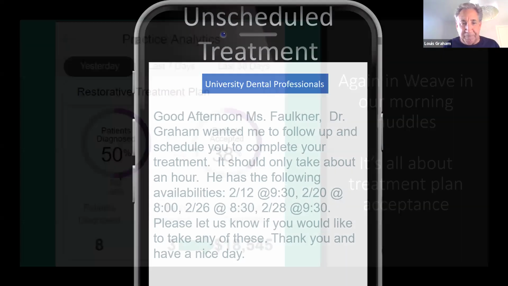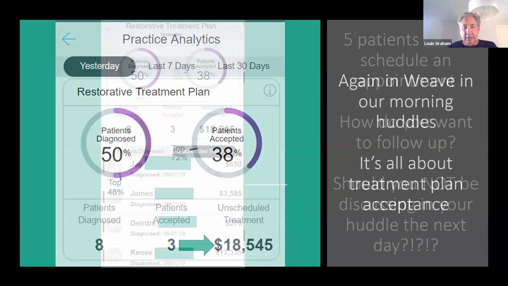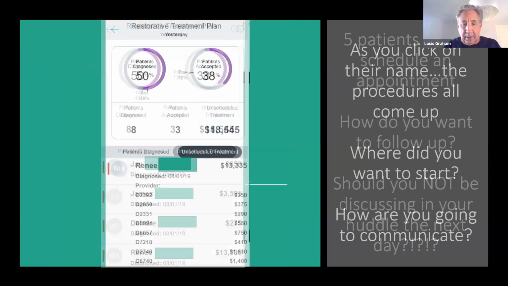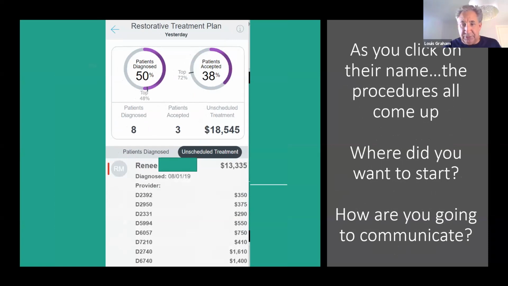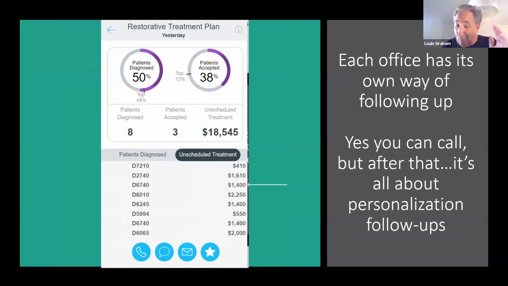This is restorative treatment plans. There were 8 patients diagnosed, only 3 accepted treatment plans that day. I'm not happy in the morning huddle looking at that. So I can now look on Weave and see those red marks. I can click on every one of those patients, and then you'll see what was diagnosed. And now we're just going to send an email or a text to follow up.